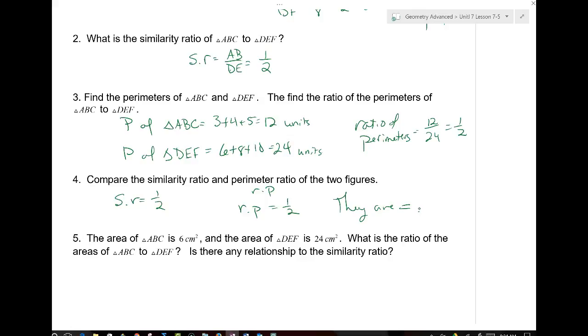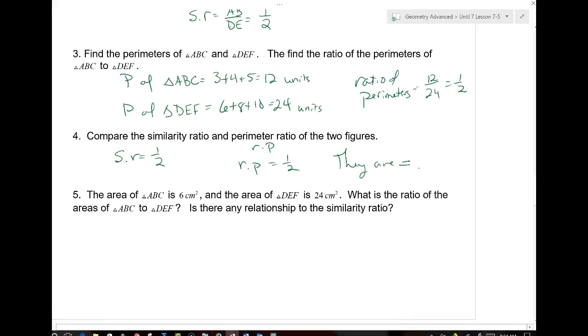It's still linear length, right? Isn't perimeter just adding up the sides? So I'm really talking about a linear measurement. If my linear measurements already are 1 to 2, why would it be different when I just add all the sides together? Isn't it still going to have the same ratio? So your similarity ratio and ratio of perimeters are always going to be the same. That will save a lot of work on today's homework. So just keep that in mind. Good job. All right, now look at the next one.